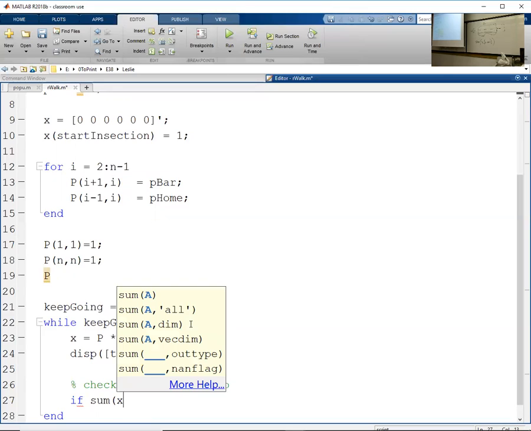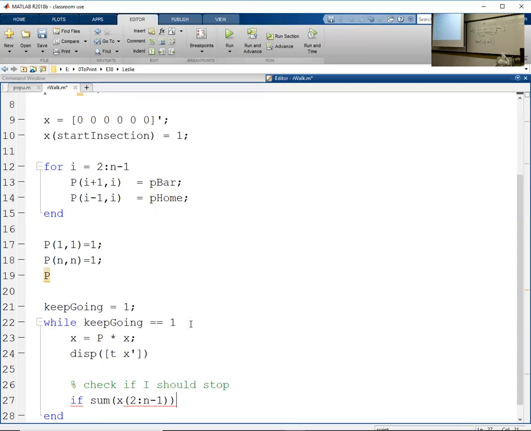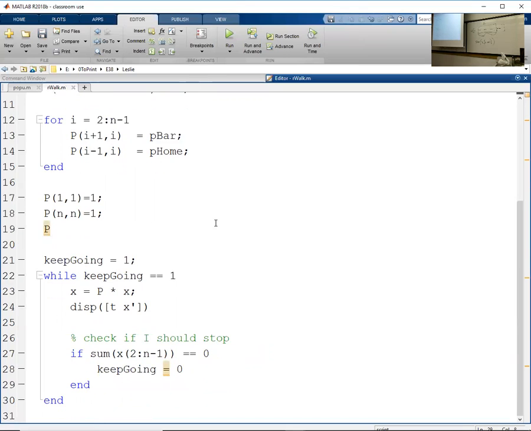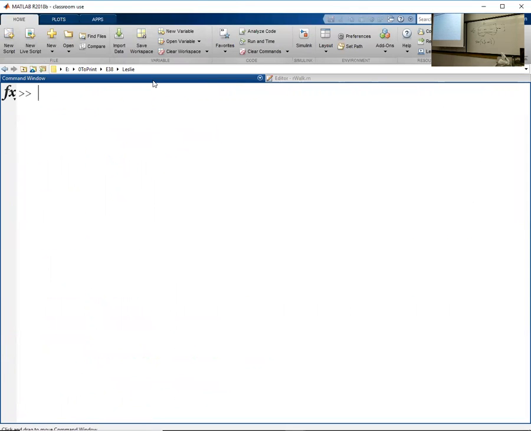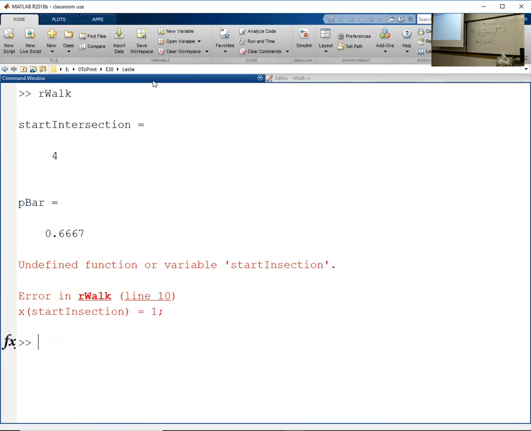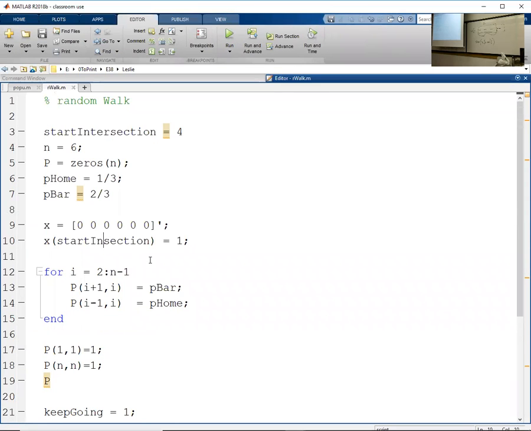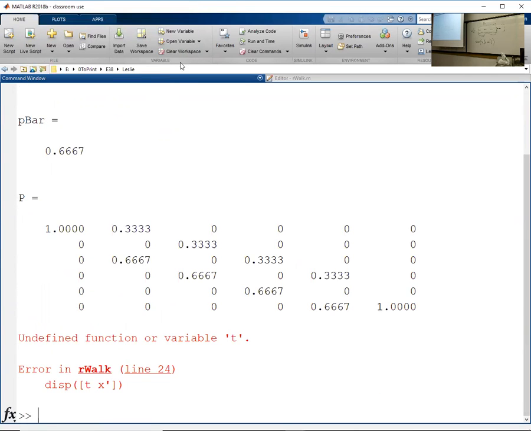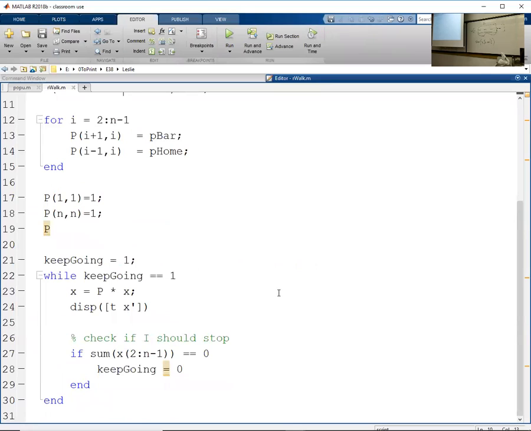Sum of x, 2 colon n minus 1. What do I do? You change, keep going. If that works? Whoa. Start in section. Not sure what in section means. Does anybody know? Procedure. Oh, what did I do wrong?